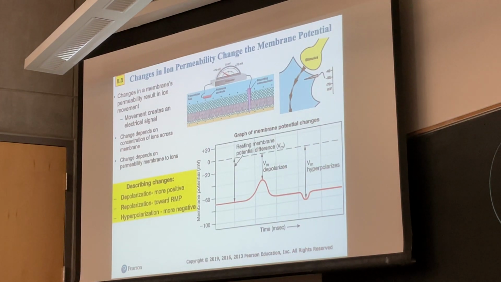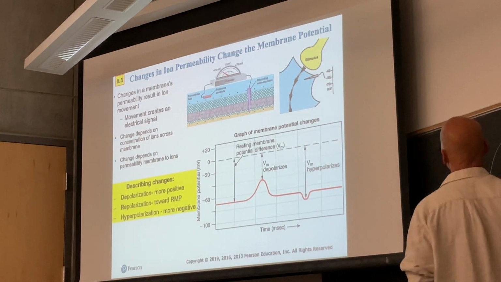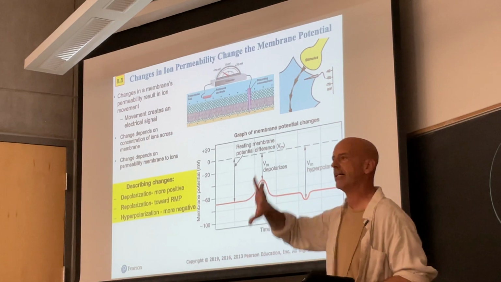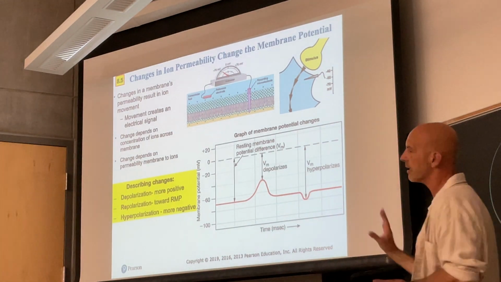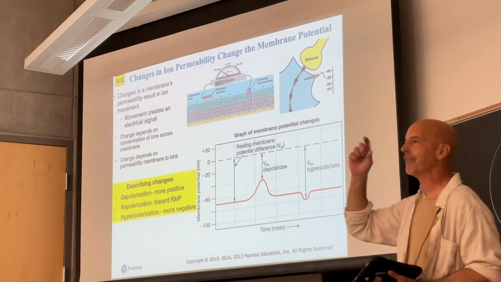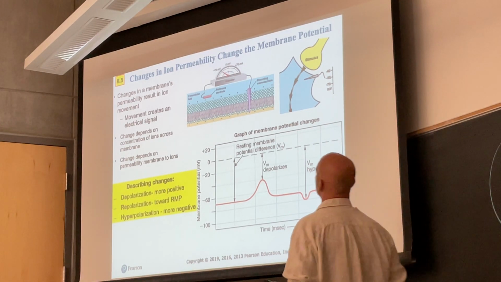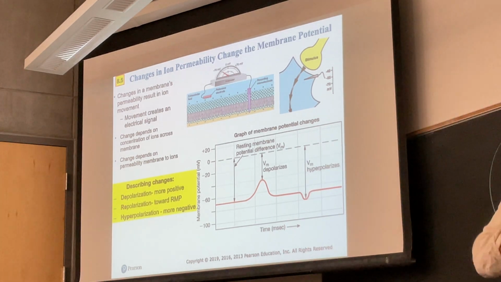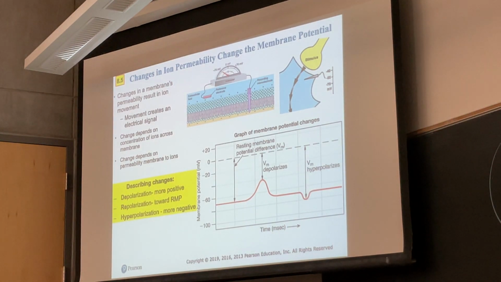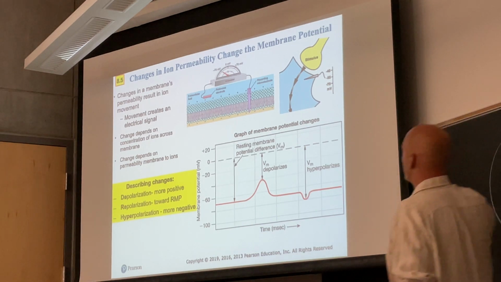All right, so now we got the membrane potential down. We know roughly why it is a certain value and why it's stable, because of the permeability and the concentration. Now we're going to be looking at what happens when you poke it a little bit, when you change things a little bit. Changes in the permeability are going to cause changes in the membrane potential, and it's going to go above and below the baseline.